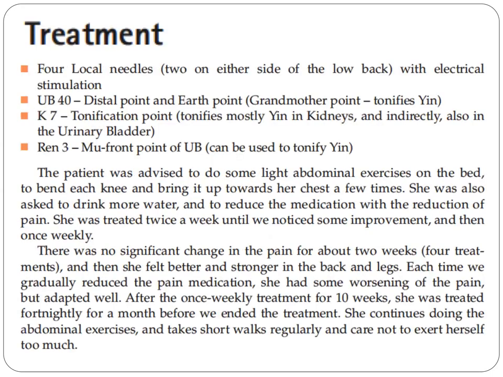4 local needles, 2 on either side of the low back with electrical stimulation, bladder 40, distal point and earth point, grandmother point, which tonifies the yin, kidney 7, tonification point, tonifies mostly the yin in the kidneys and indirectly also in the urinary bladder. REN3, the front mu point of the urinary bladder, can be used to tonify the yin.